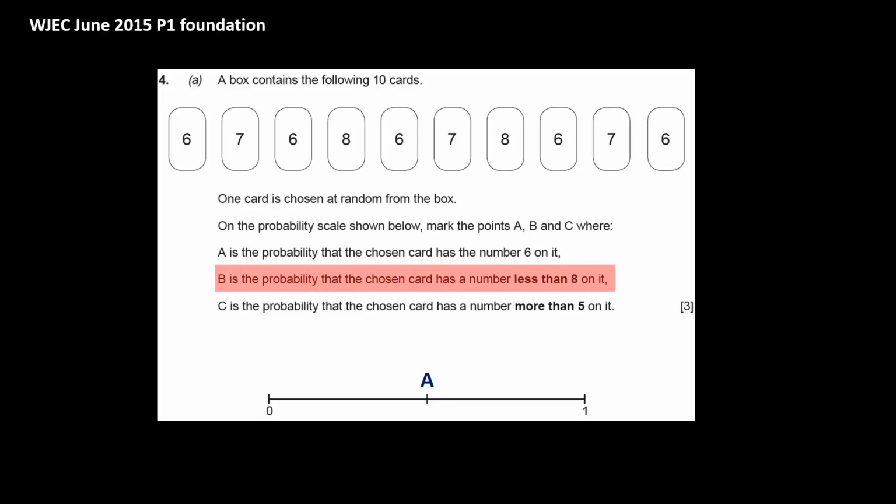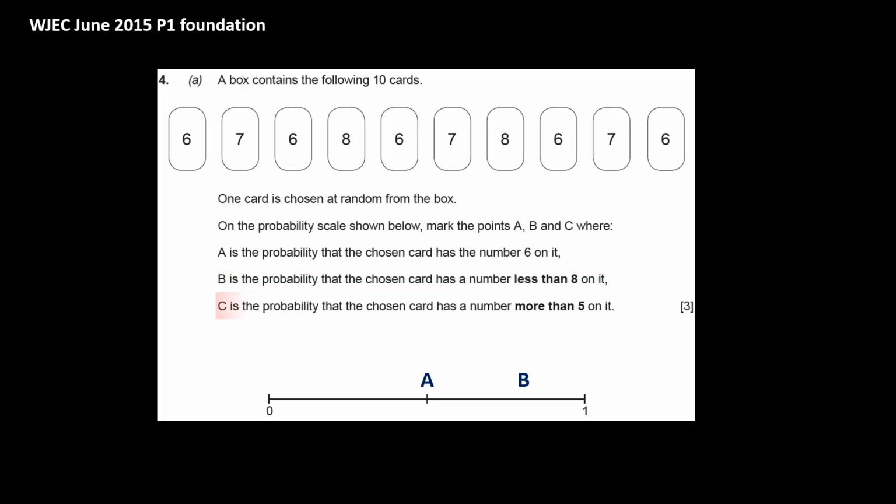B is the probability the chosen card has a number less than 8. Okay, let's have a look. How many have got less than 8? 1, 2, 3, 4, 5, 6, 7, 8 of them. So it's 8 out of 10. Now 8 out of 10 is 0.8. So on our line, 0's on the left, 1's on the right, 0.5 in the middle. So 0.8 will be about there.